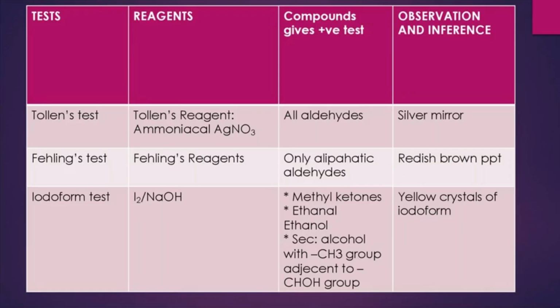Next one, Tollens' test. Tollens' reagent is ammoniacal silver nitrate solution. This is used for distinguishing aldehydes from ketones. Aldehydes give a positive test, and the result will be a silver mirror.